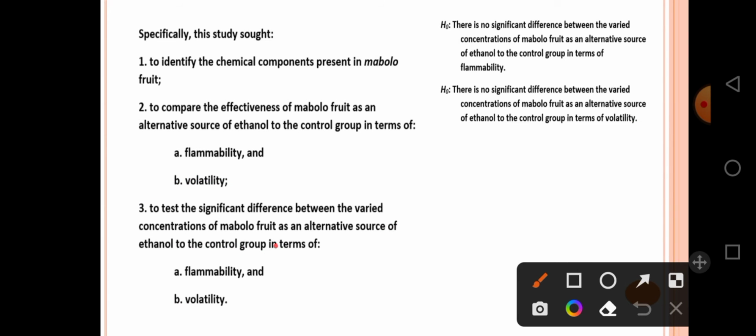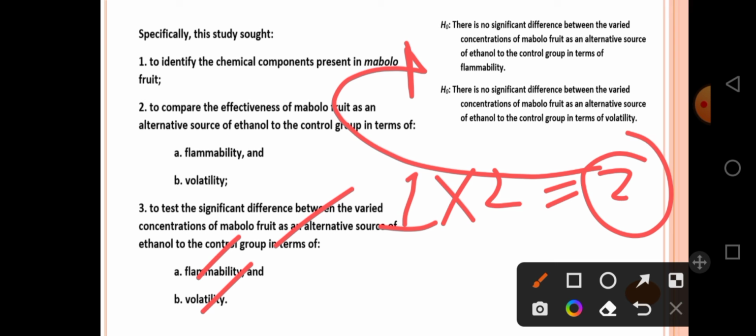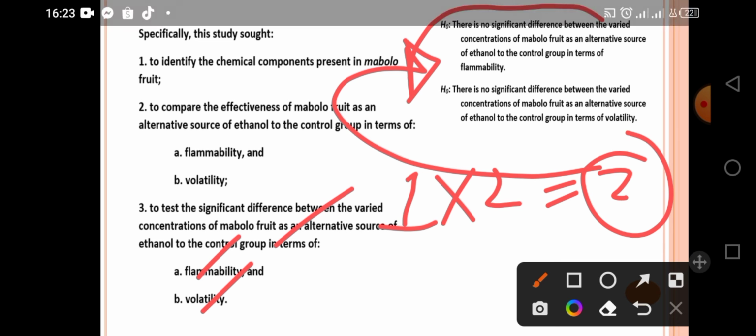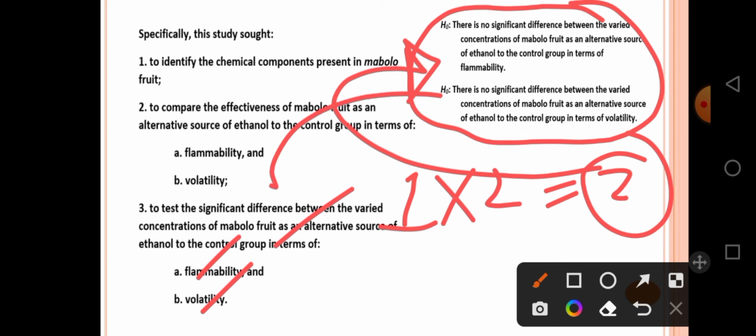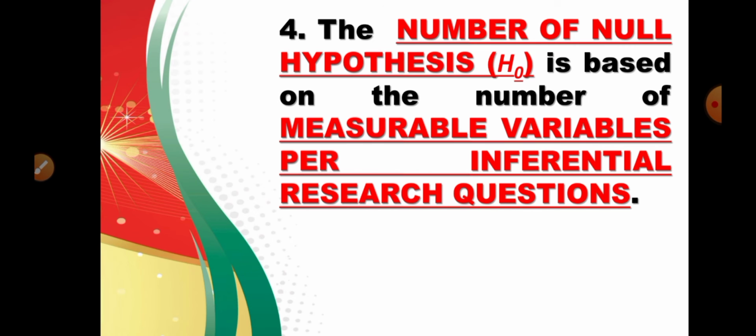We have one inferential research question, and for each inferential research question, we have two measurable variables. Therefore, 1 times 2 is equal to 2. Therefore, we should indicate two null hypotheses based on our inferential research question. Okay, so this will serve as our fourth guideline in writing your null hypothesis. The number of null hypotheses is based on the number of measurable variables per inferential research question.